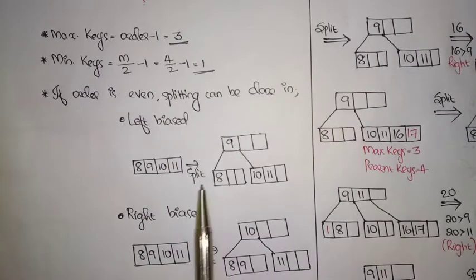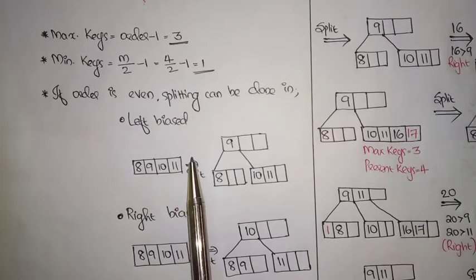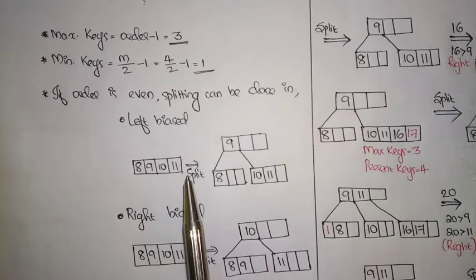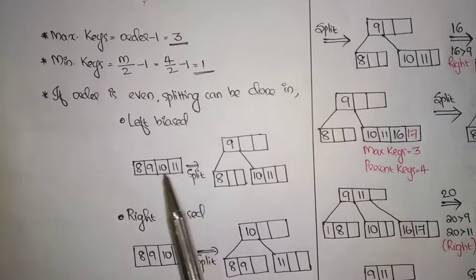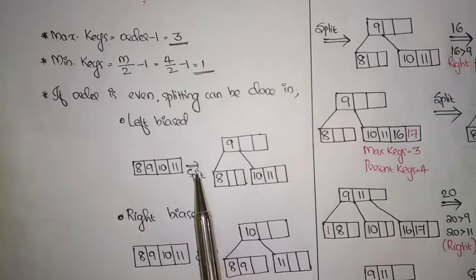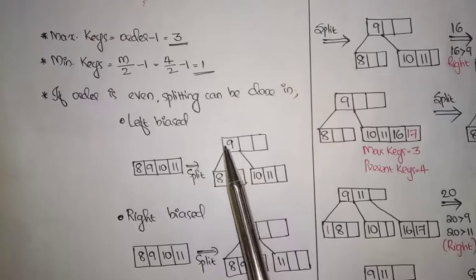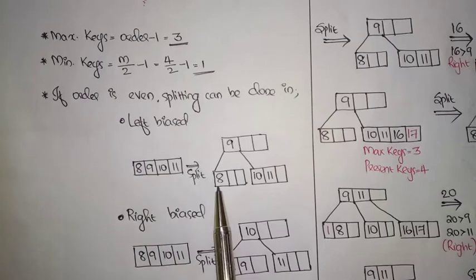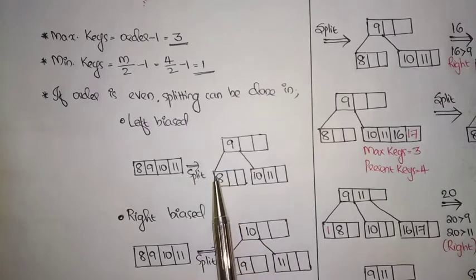But in such a case, where we have to apply splitting, we can choose 2 different methods: left biased splitting as well as right biased splitting. The concept is just simple. We can move either 9 or 10 upwards. In left biased splitting, we choose the left element to move upwards, and it will be stored in a specific node, and 8 will be split into a different node, and 10 and 11 will be split into a different node. So this is left biased splitting.